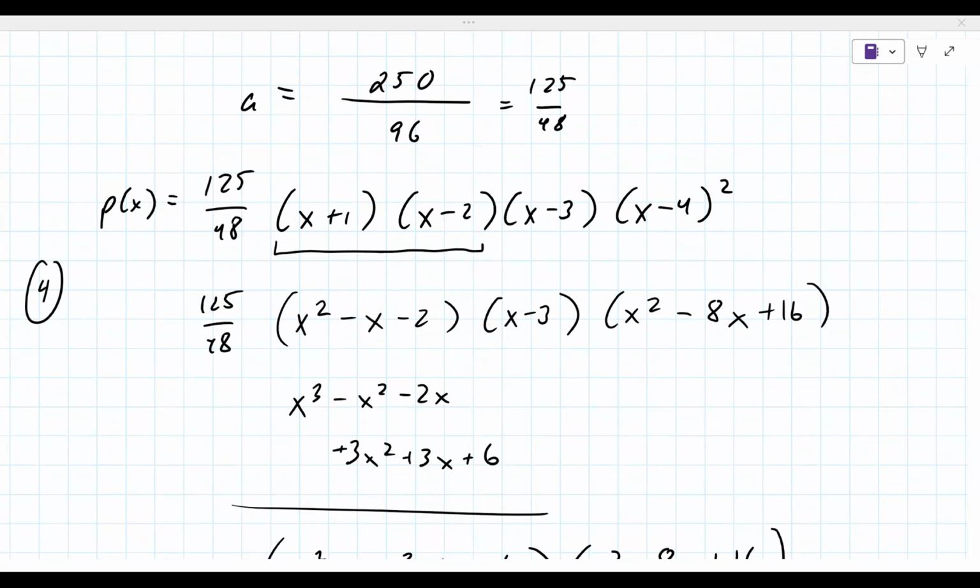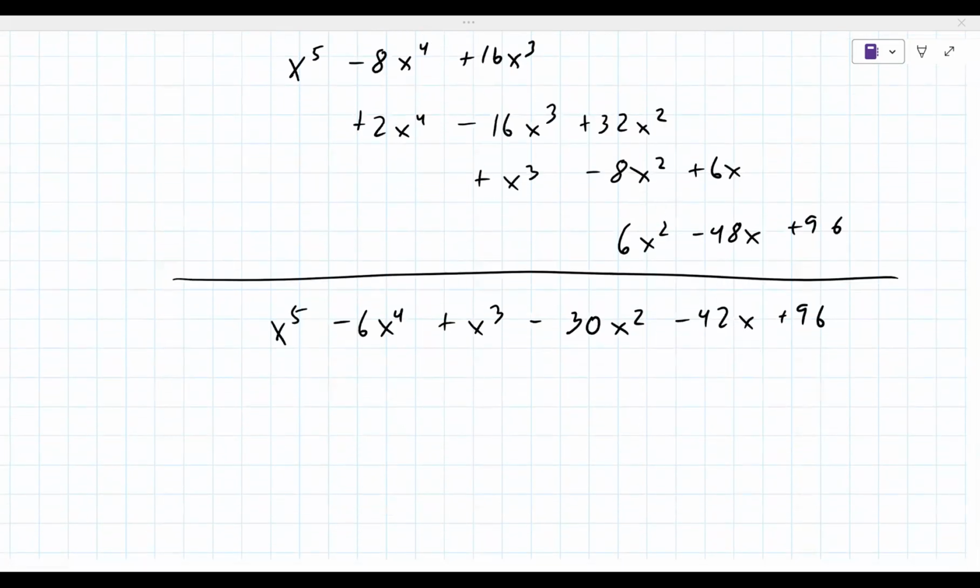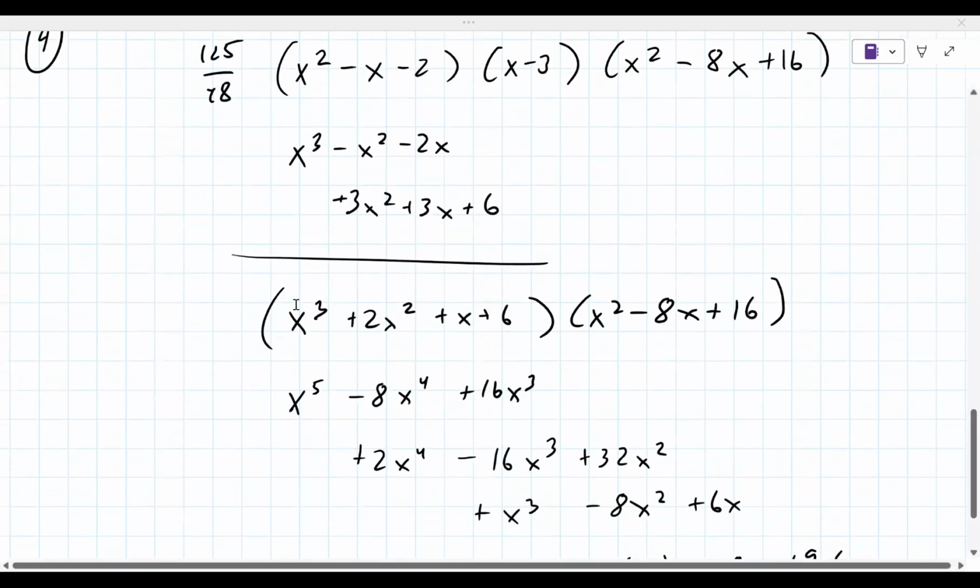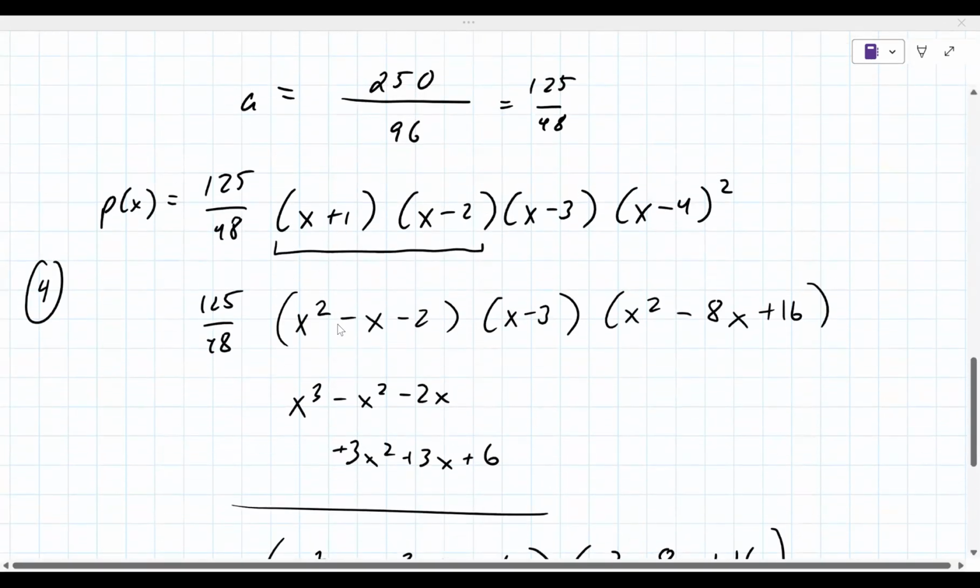All right, x plus 1, x minus 2, x minus 3, x minus 4 squared. Let's see what they say. X to the 5th. So I did make a mistake somewhere. A lot of places. I made some mistakes. That's the problem with this. X squared minus x minus 2, x minus 3, x squared minus 8x plus 16, x cubed. Do you want me to find the mistake?